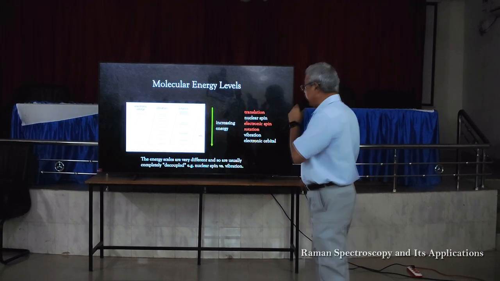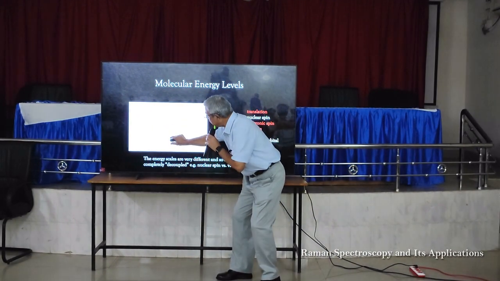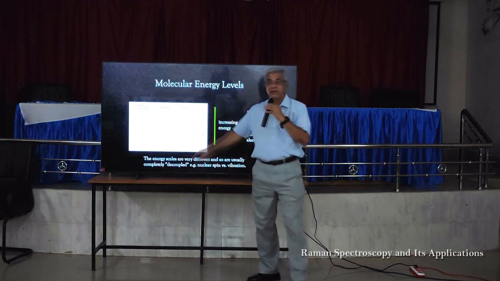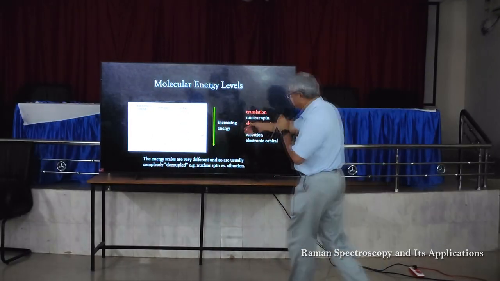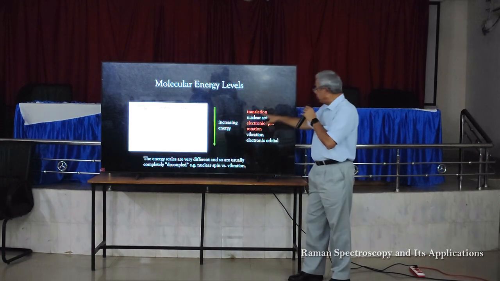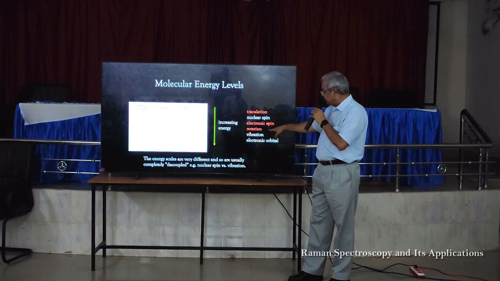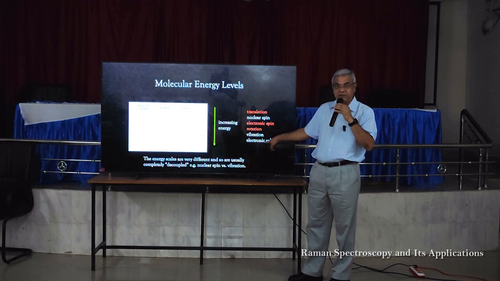That is called a vibrational transition. Within this vibrational energy, you will have a lot of rotational levels, and so on. So in increasing energy, you will have what? Translation, and then nuclear spin, then electron spin, rotation, vibration, and electron orbitals.